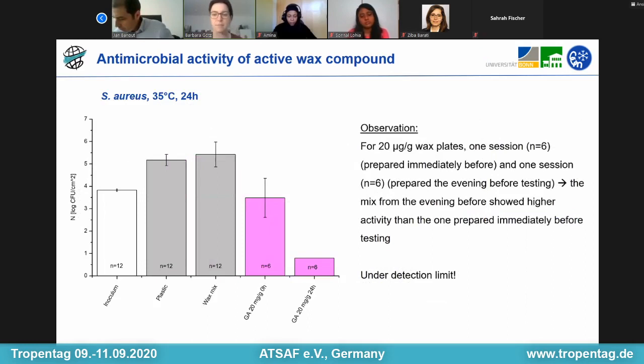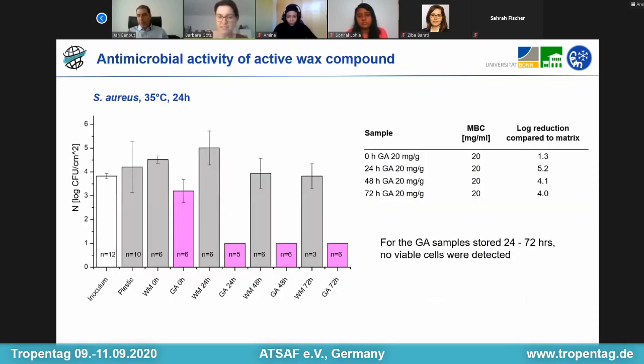Then, by accident, we saw that if we produce the wax mixture with the active compound and leave it overnight, we have a complete reduction of all the bacteria we inoculated. So if we leave the plates for a bit longer, it looks like the active compound is migrating to the surface and we can kill all the bacteria, which you can see on the right side. Gmelina arborea with 20 milligram per gram after 24 hours storage before the testing.